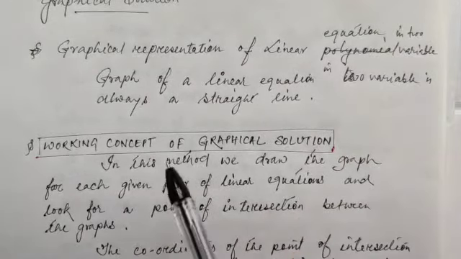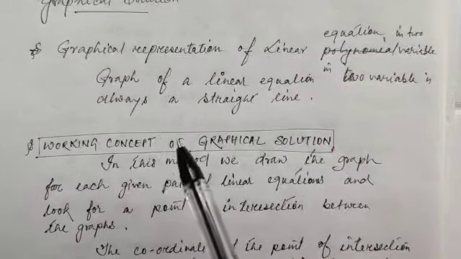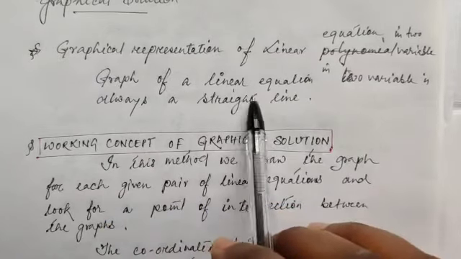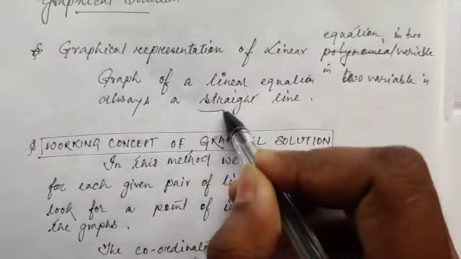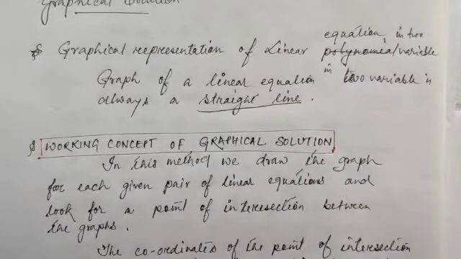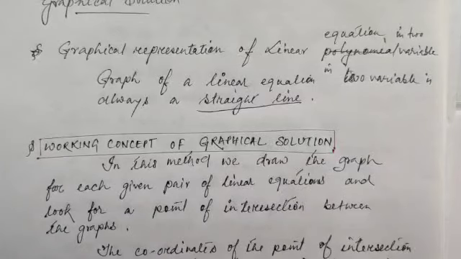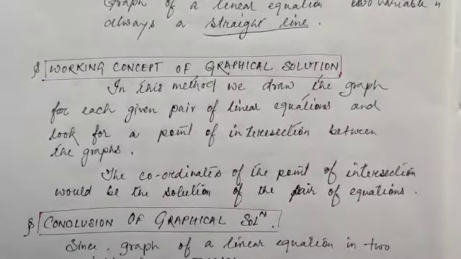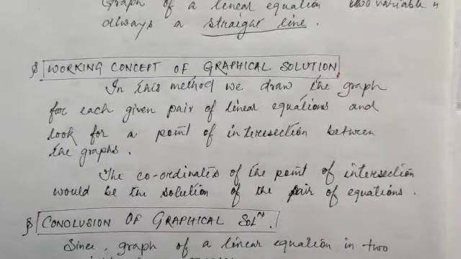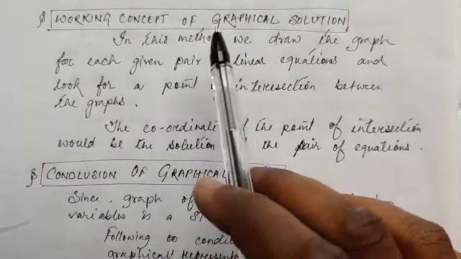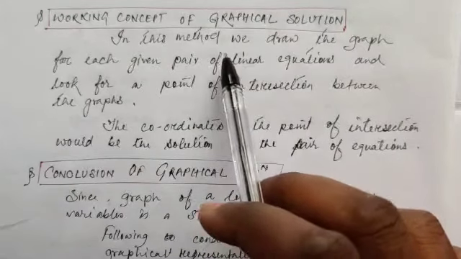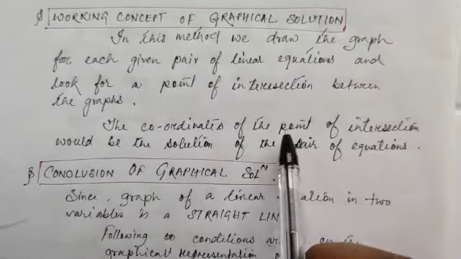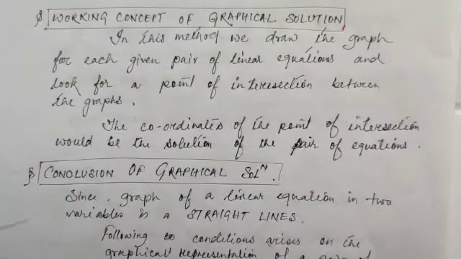Again, a graph is a pictorial representation, and all of you know that the graph of a linear equation in two variables is always a straight line. So whenever you draw the graph of a linear equation in two variables, we get a straight line. When we solve graphically, we draw the graph of the two given linear equations and see at which point they intersect, and the coordinates of that point of intersection would be the solution of the given linear pair.